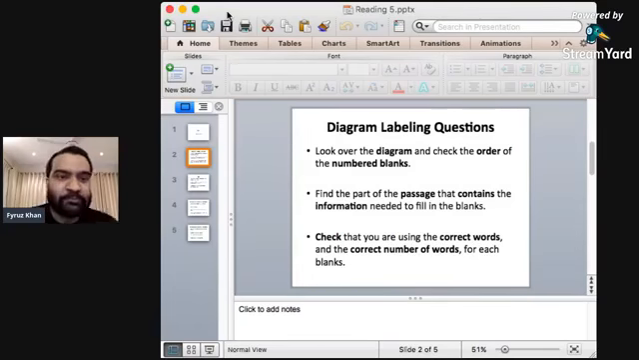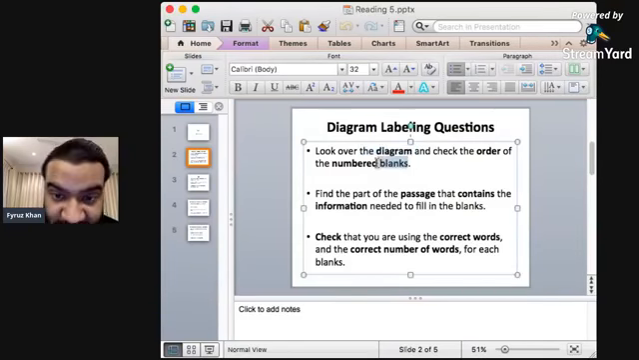Great. Let's have a look at diagram labeling questions, okay? Diagram questions are very different from others, and that's why I wanted to do it. You will have a diagram, and you need to answer based on it. There will be numbered blanks.